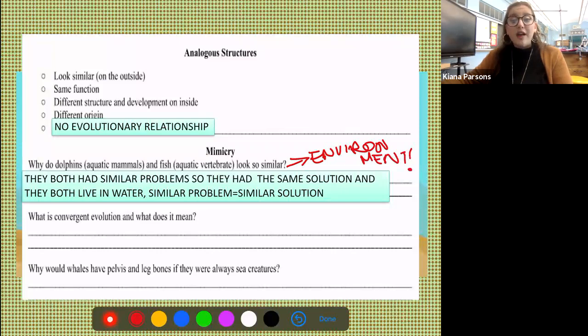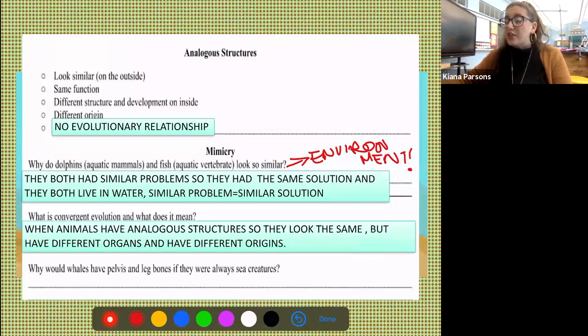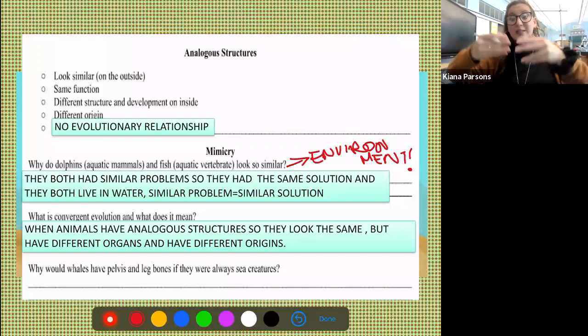What is convergent evolution and what does it mean? Convergent evolution is when animals have analogous structures. So they look the same, but they have different organs and different origins. They converged to be very similar, right? They came in from different places to be very similar, but they actually come from different origins.